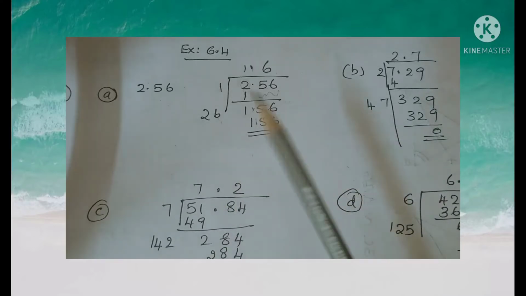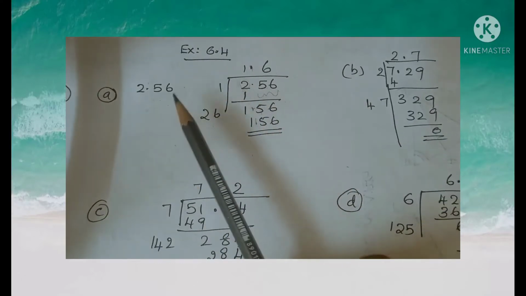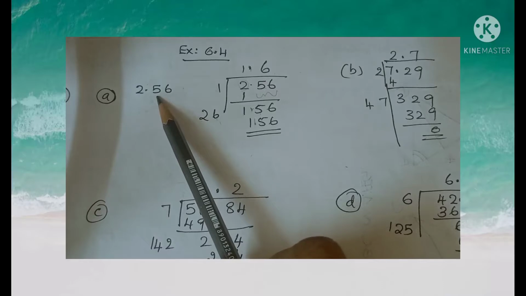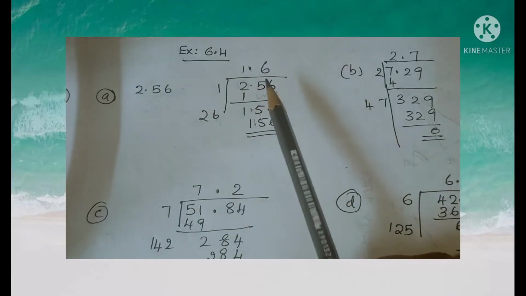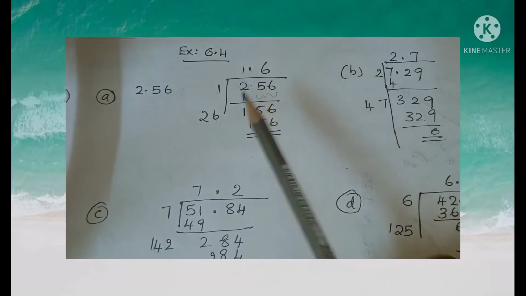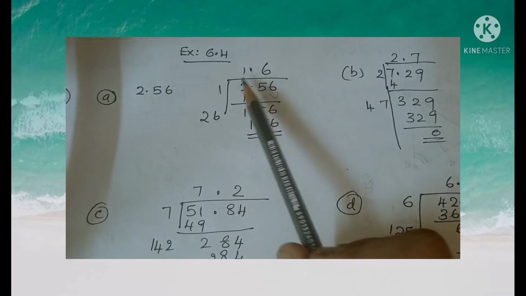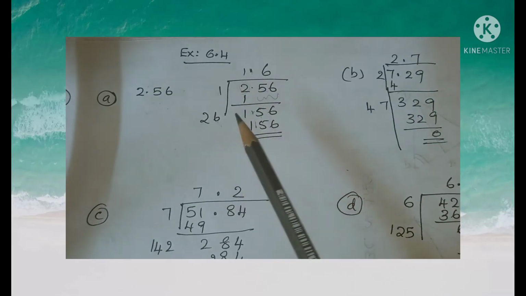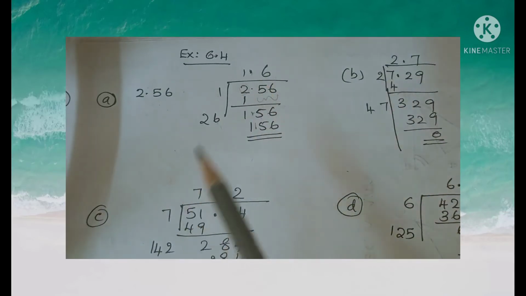Children, let us find out the square root of decimal numbers. Here 2.56. As in the procedure, that means how we find the square root using the division method, the same method we are following.